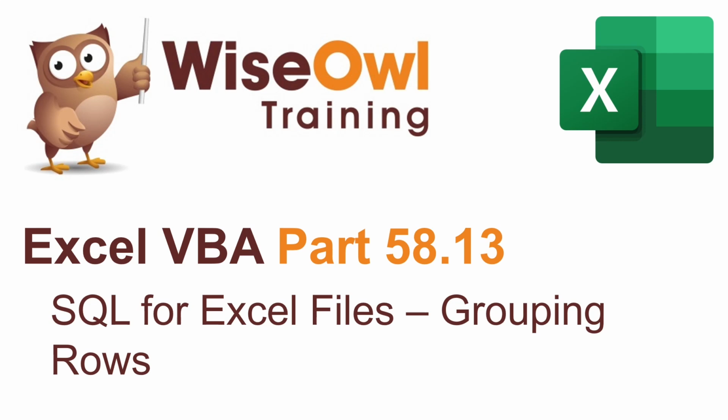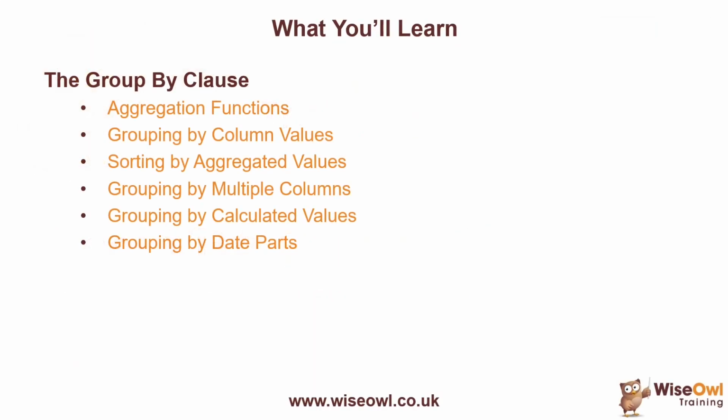In this part of our series on writing SQL for Excel files, we're going to look at grouping rows in your result sets. So we'll start with a quick reminder of the aggregation functions that we can use before we look at how to group a result set based on column values. We'll look at how you can then sort that result set based on the aggregated values, and then continue with the grouping theme by looking at how to group by multiple columns, group by calculated values, and then finish the video grouping by date parts. So let's get started.